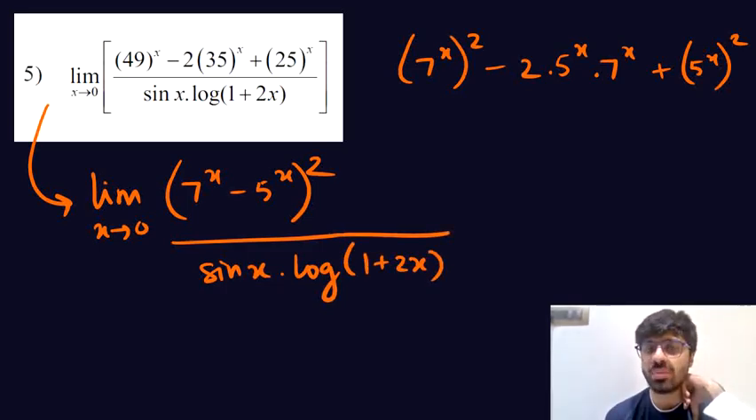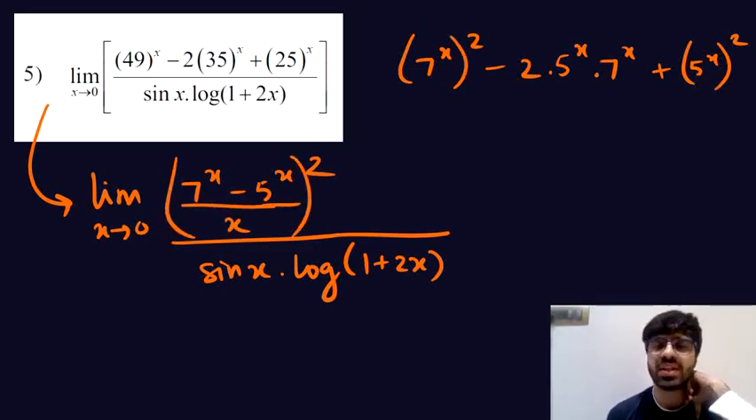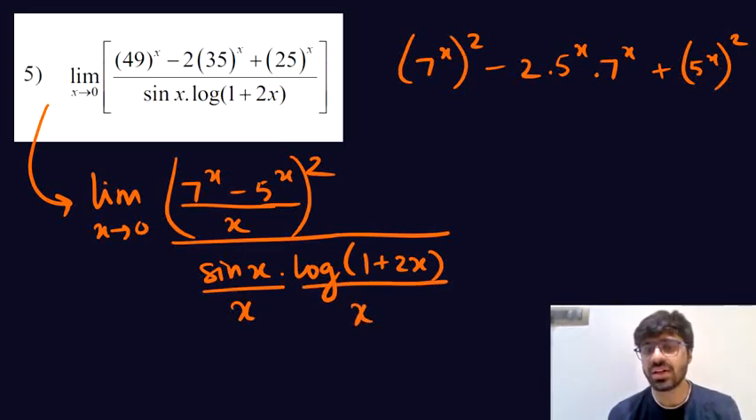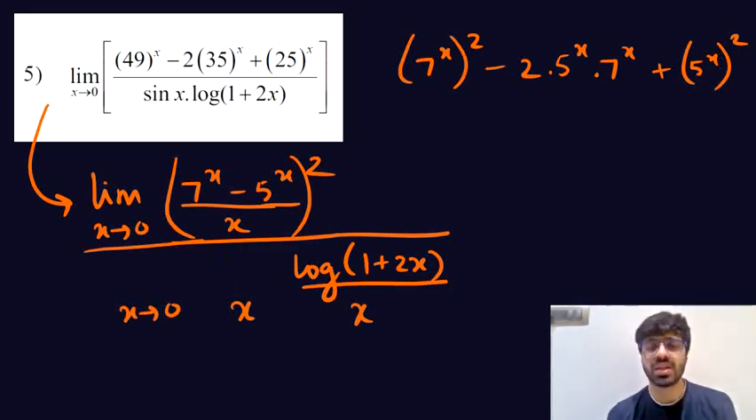Divide the numerator and denominator with x square. So when you take that x in the denominator here, it was x square, right? You are taking it inside the bracket. So it is 7 power x minus 5 power x upon x the whole square. In the denominator, the x square will be split as x and x. 1x we will write under the sin term, and 1x we will write with the log term. Split the limit. So one limit goes in the denominator also, and we will write the two terms separately.